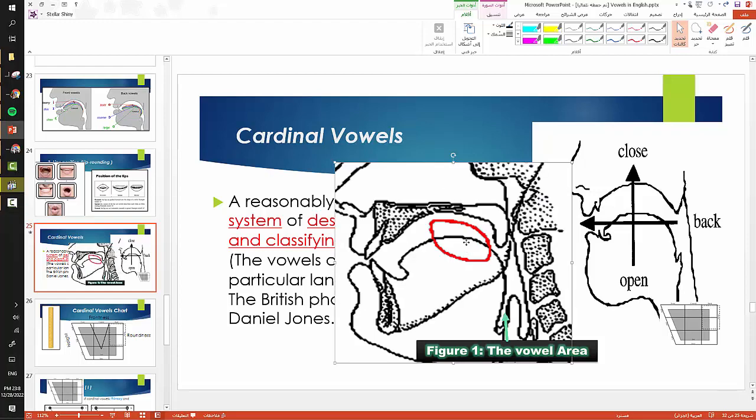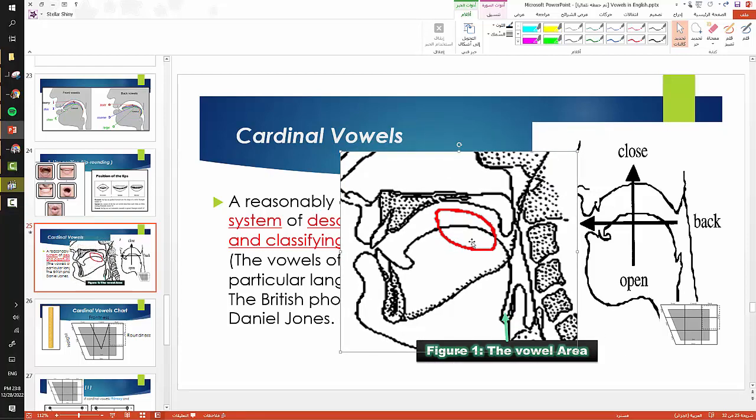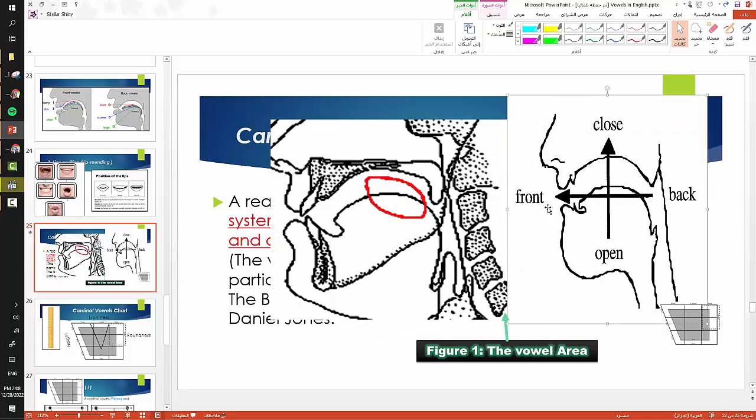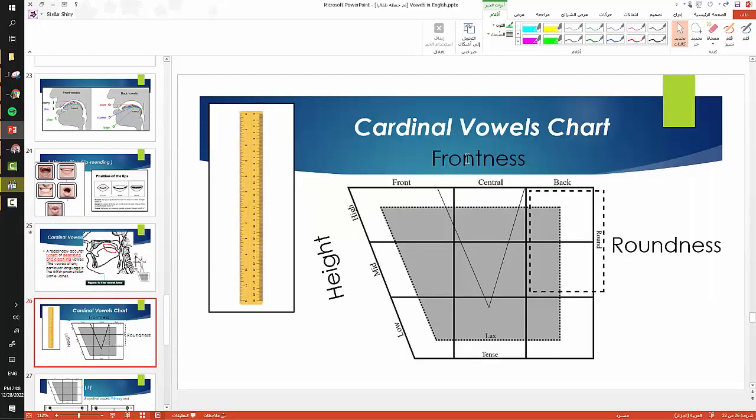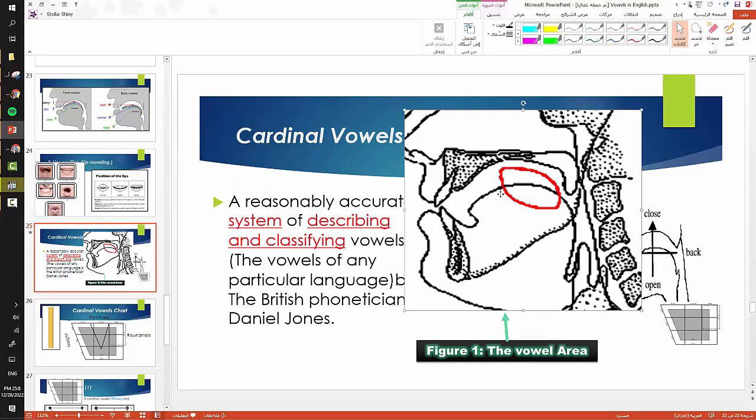As we see here, this is the place where the vowels are articulated in the mouth or on the tongue. As I explained in the previous video, we describe vowels through dimensions: height, frontness, rounding, and length. We study any kind of vowels in any language through the cardinal vowels chart. So here is the chart.